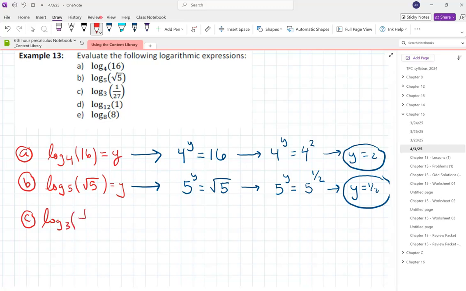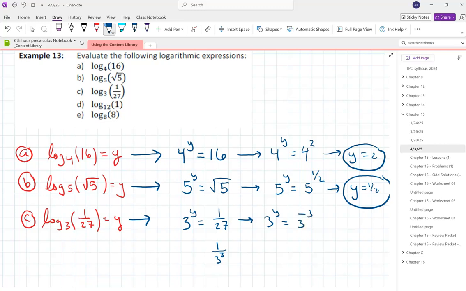So log base 3 of 1 over 27. Write that equal to y. Now this might be a little bit more difficult to recognize how I'm going to rewrite 1 over 27 as 3 to some power, right? Hopefully we recognize that 27 is 3 to the 3rd. So 1 over 27 is like 1 over 3 to the 3rd. So it's going to be 3 to the negative 3rd.